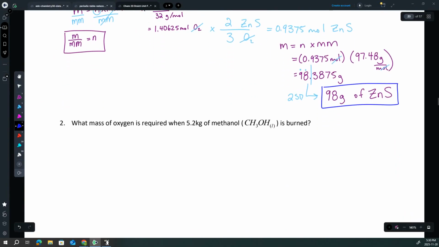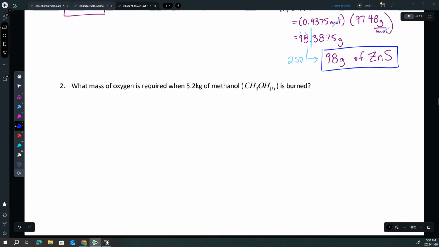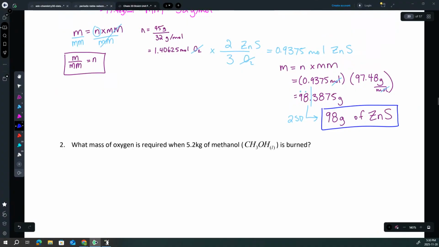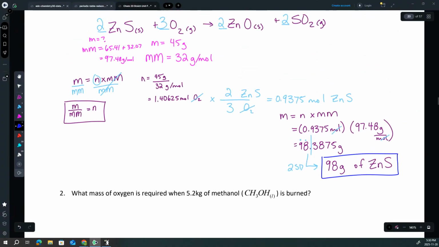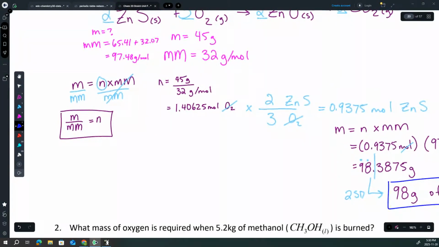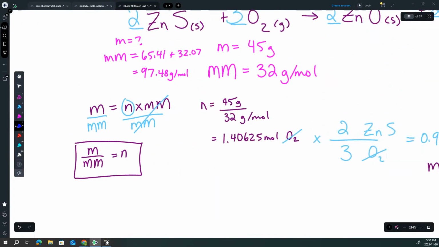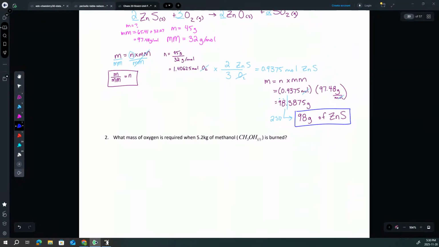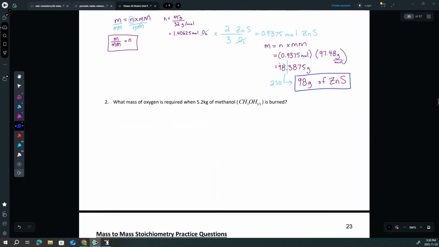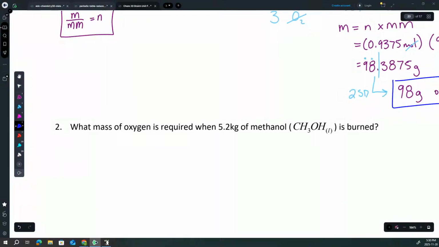Alrighty, we're going to go on to the next example here, and I'm just going to give you some options just in case you weren't a huge fan of using the formulas here. I'll give you some options and you can choose which way you want to tackle these problems. So the question is, what mass of oxygen is required when 5.2 kilograms of methanol, CH3OH, is burned?